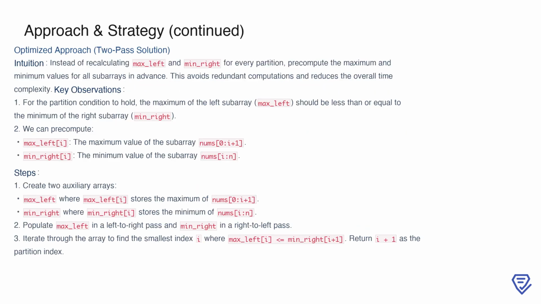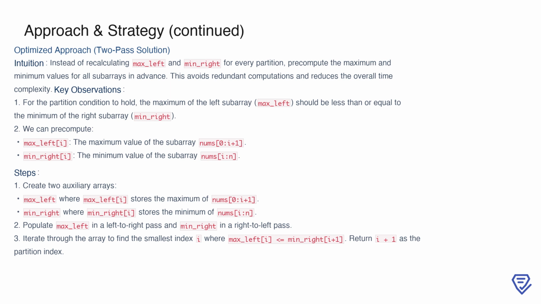Now, to improve on the brute force approach, we can use the optimized two-pass solution. The key insight here is to pre-compute the maximum and minimum values for all subarrays, eliminating redundant calculations. Specifically, we define two auxiliary arrays, max_left, which stores the maximum value for every prefix of the array, and min_right, which stores the minimum value for every suffix. The maximum values for the left subarrays are calculated in a left-to-right pass, while the minimum values for the right subarrays are calculated in a right-to-left pass.